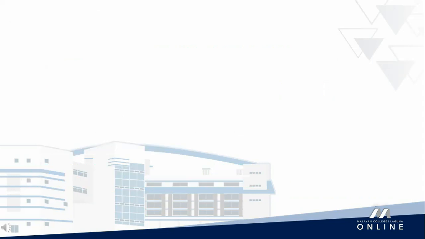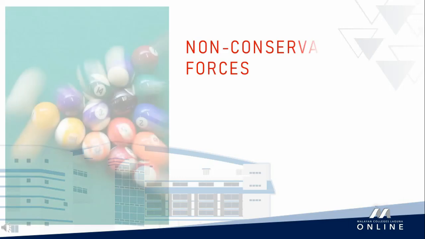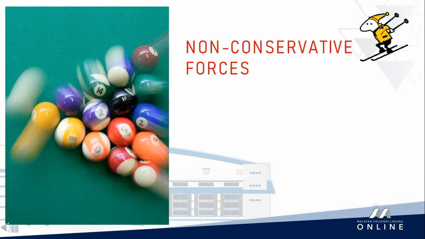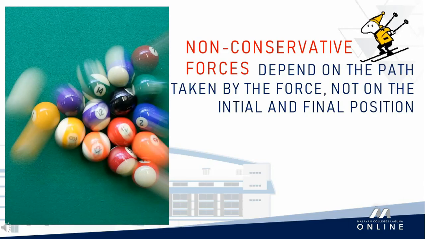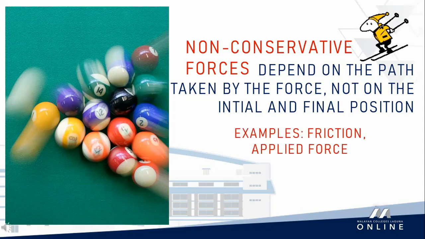Let us now talk about non-conservative forces. These types of forces depend on the path taken by the body and not on the initial and final position of the body. A good example of this force is friction force. Friction depends on the length of the path covered by the body upon reaching its destination. Aside from friction, applied force is another example.